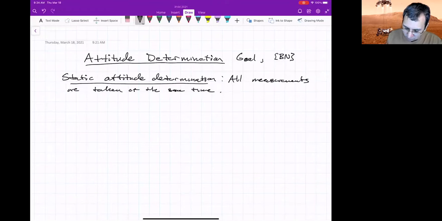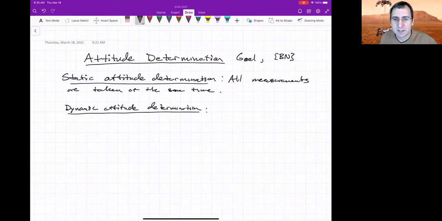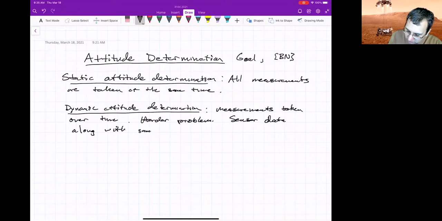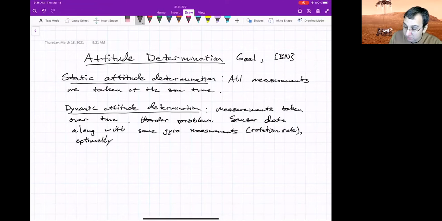There's something more complicated called dynamic attitude determination. This is where measurements are taken over time, and it's a harder problem. Why is it harder? Because the measurements are taken over time, along with some gyro or rotation rate measurements. So we're taking instantaneous sensor data, or maybe sensor data from different sensors taken at different times, along with some gyro measurements, like the things that are in your phones. This would give a rotation rate, and then they need to be optimally blended together. By optimally, we mean we're trying to reduce the error as much as possible.